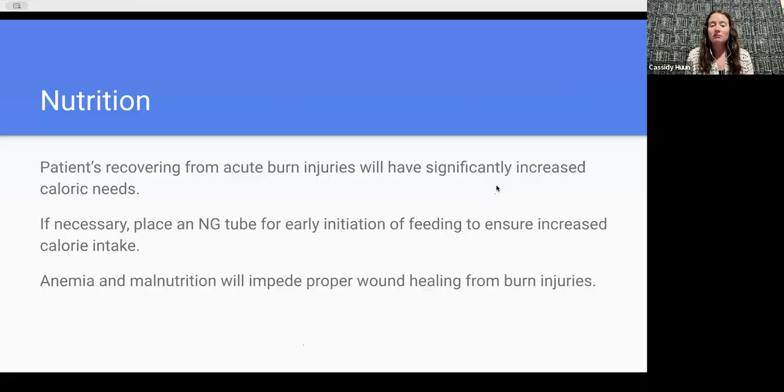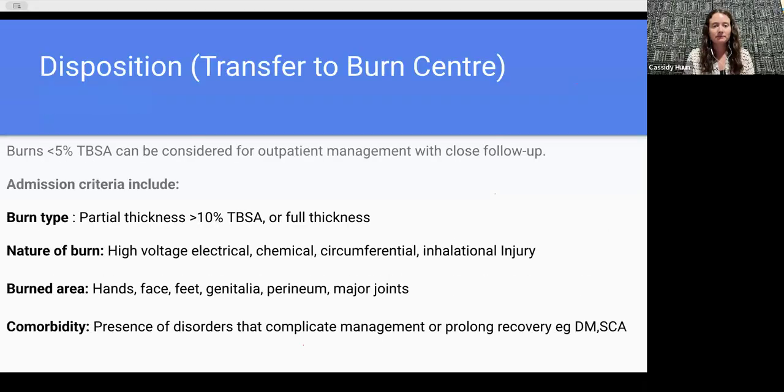If necessary, consider early placement of an NG tube to make sure that they're going to be able to take what they need to ensure adequate calories to go through this healing process. You won't heal properly from these burn injuries if there are things like anemia or malnutrition, so it's really important to avoid that in the first place. And we've talked about this, our biggest point today is doing your initial assessment and stabilization, but thinking about when does my patient need to go to a place that has a burn center?